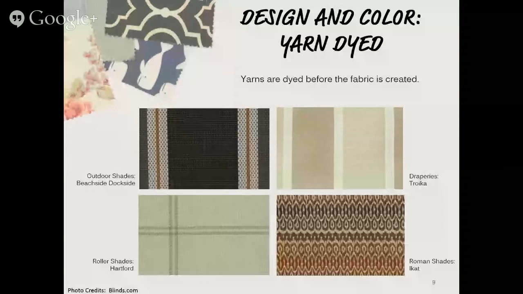Okay, next we're going to talk about yarn dyeing, and that is where the yarns are dyed before the fabric is created. This makes a slightly more expensive fabric, and an example of it is this striped fabric that we have in our drapery line that actually looks the same on the front and the back. And so this technique, yarn dyeing, is used most commonly in stripes, also in plaids, and then in some more intricate patterns like the one you see in the lower right-hand corner of the slide.